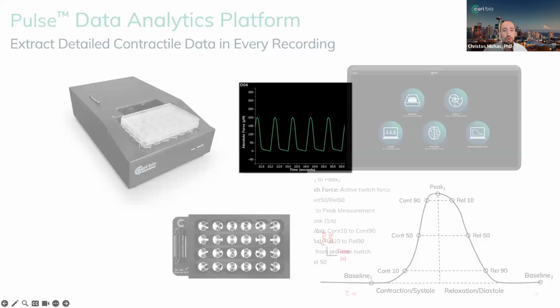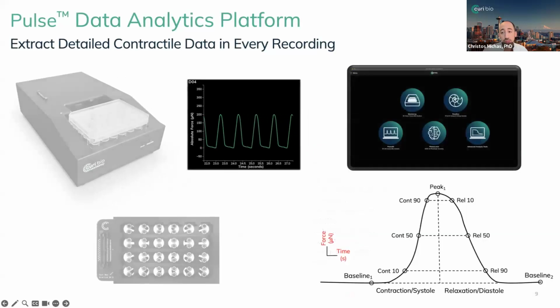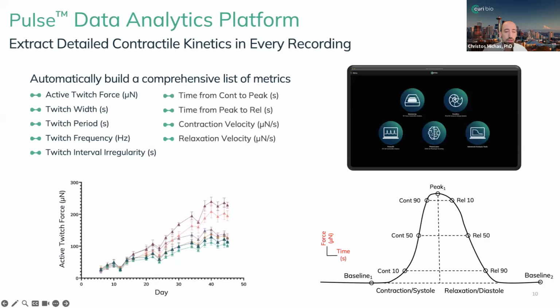The data is automatically uploaded to the Pulse Cloud platform that Curi Bio provides. So each one of those contractions is automatically broken down into multiple points, as you're seeing on the bottom right. And then from there on, those are used to calculate a host of metrics that you can use so you can plot your data and make your conclusions. In this plot over here, for example, we're using the active twitch force to tell apart different conditions.